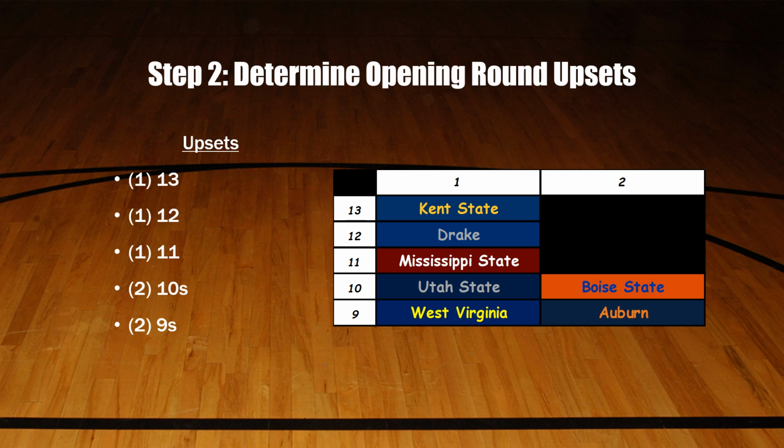The 10 seeds, we have 2 here. There are in fact 2 10 seeds with higher net ratings than their opponents, which made this a little easier, and it was Utah State beating Missouri and Boise State defeating Northwestern. Then for the 9 seeds, there were in fact 2 9 seeds with a higher net rating than their opponents, which were West Virginia beating Maryland and Auburn defeating Iowa.